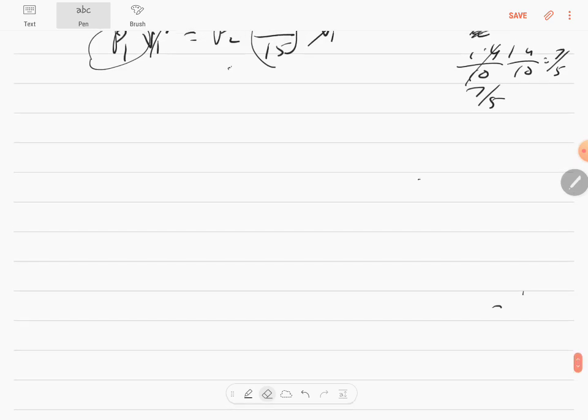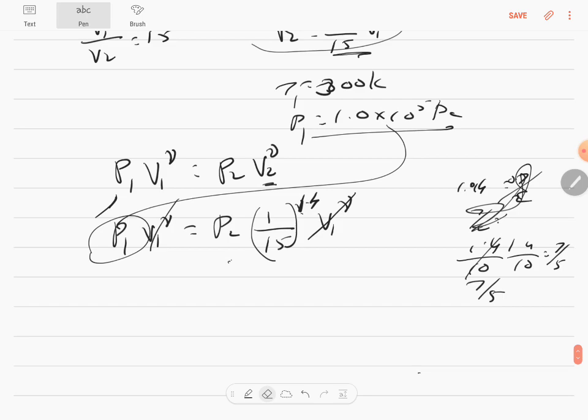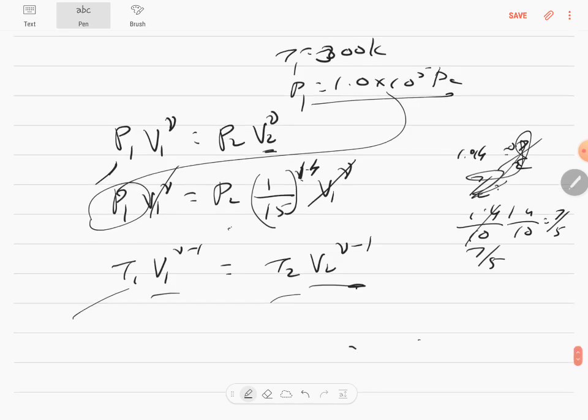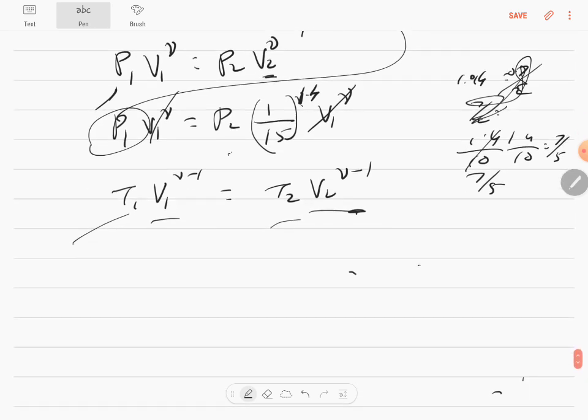Then to find the temperature, you go for T1 V1 to the power gamma minus 1 is equal to T2 V2 to the power gamma minus 1. Now that you know the relation between V2 and V1, substitute, then you know T1 is 300 Kelvin, hence you can find T2. So that is where all this is useful. When they give you sums like this, you can manage and do. So I don't have to continue with this.